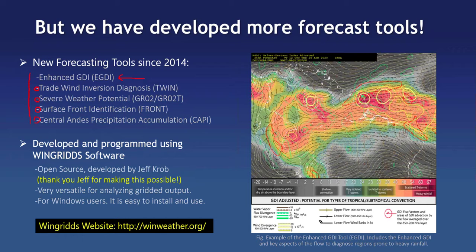I wanted to point out that these algorithms have been programmed using the WindGrids software. Mike Davison and I know that many people are fans of this software. WindGrids is freeware. It's open source, and it's developed by Jeff Kropp. He works at NOAA, but he does this in his free time. So we want to acknowledge Jeff for all the work developing WindGrids, because this has made this possible. We rely a lot on WindGrids because it's very versatile for analyzing gridded output, and it's designed for Windows. And as you know, a lot of people have a Windows laptop, so it's very easy to install and run on Windows, and you can do a lot with it.